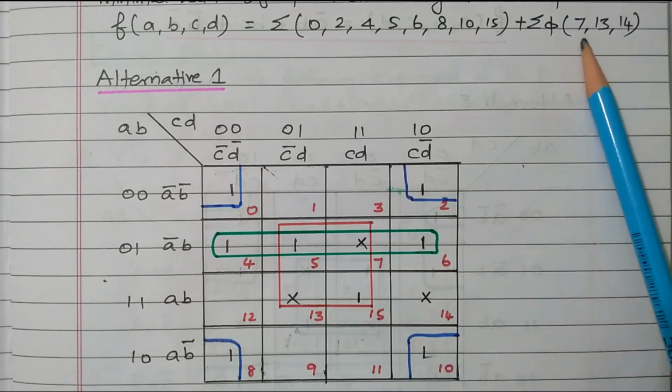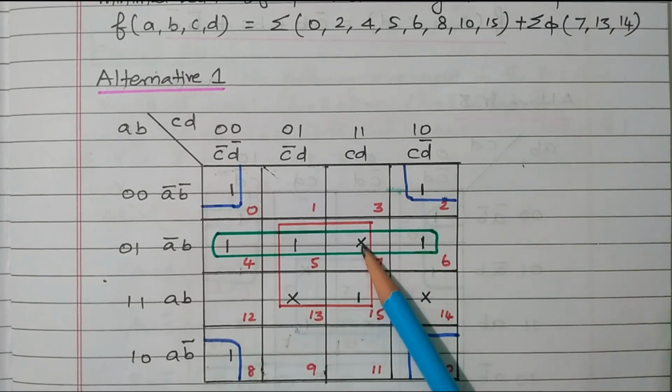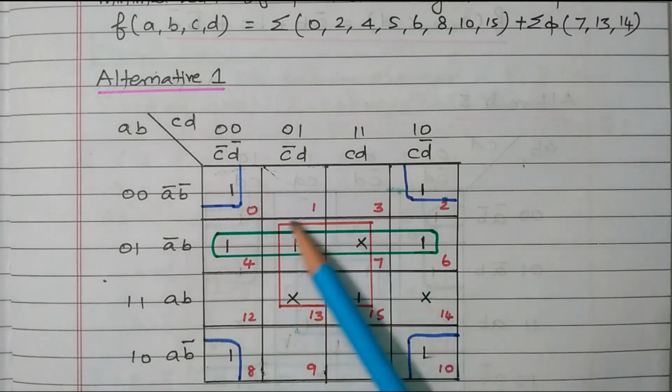Then we have the 3 don't care conditions available: 7 is one of the don't care conditions, then 13, then 14. These three don't care conditions are also available. If needed, we can take them into account while grouping the ones.